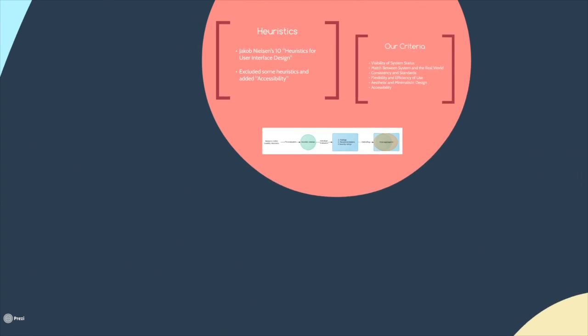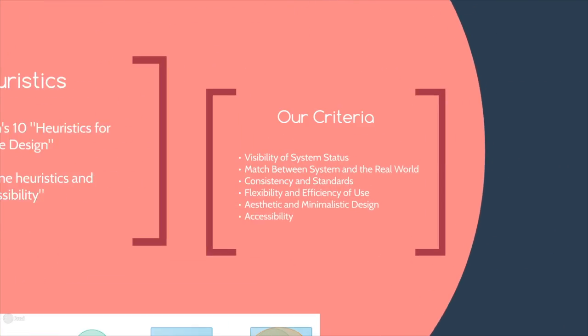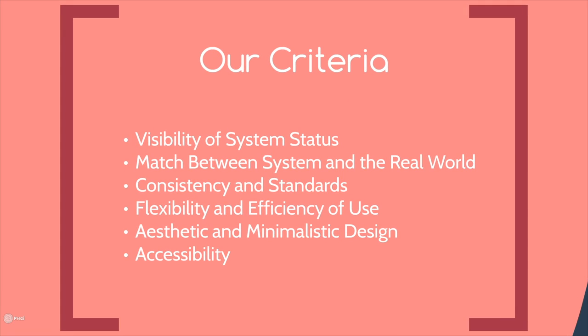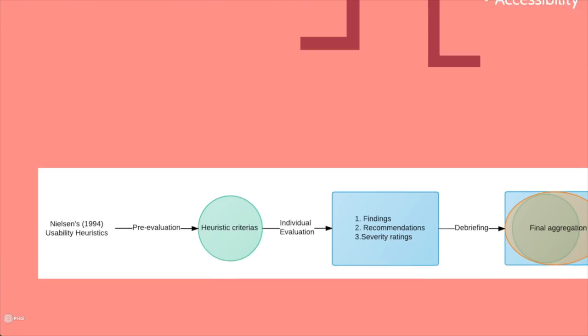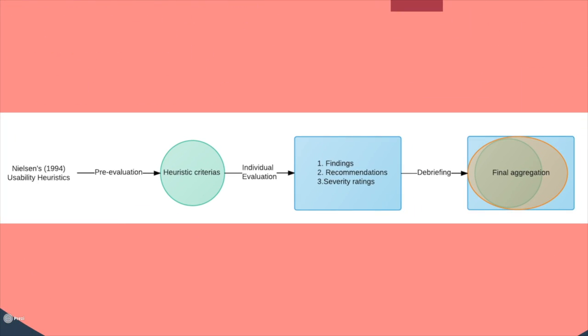In the heuristics section, we came up with 6 heuristics criteria based on the 10 usability principles of Jakob Nielsen. We excluded some original heuristics and added accessibility to the criteria. Then we performed our individual evaluation, gave individual severity ratings, and came up with findings and recommendations. After that, we had a debriefing session and aggregated our findings and gave the collective ratings in our report.